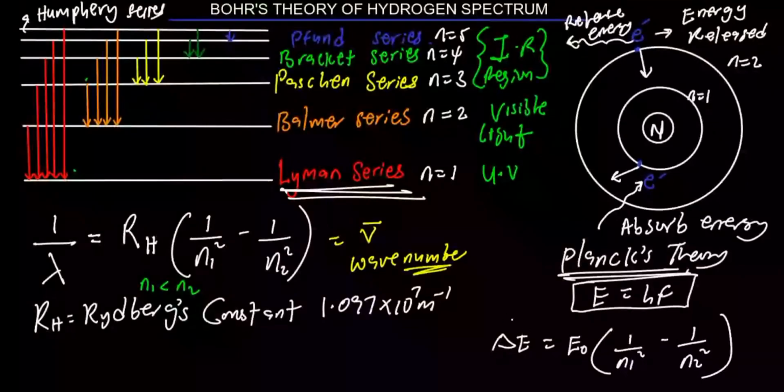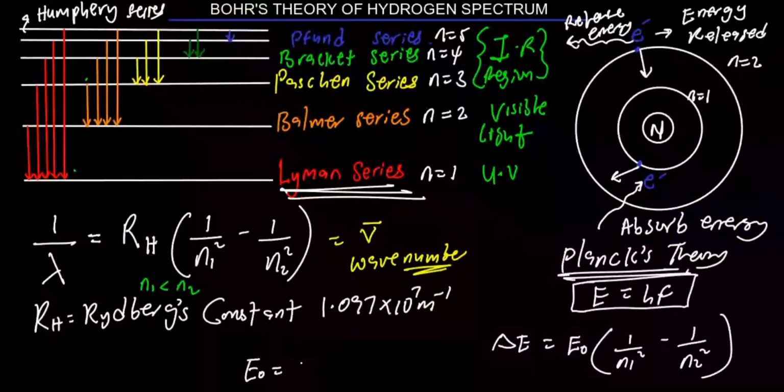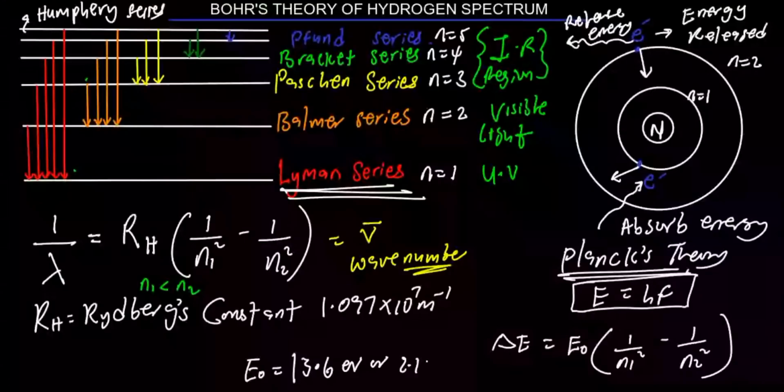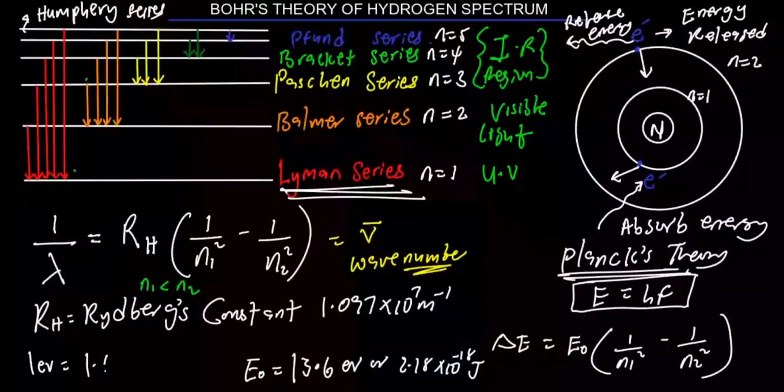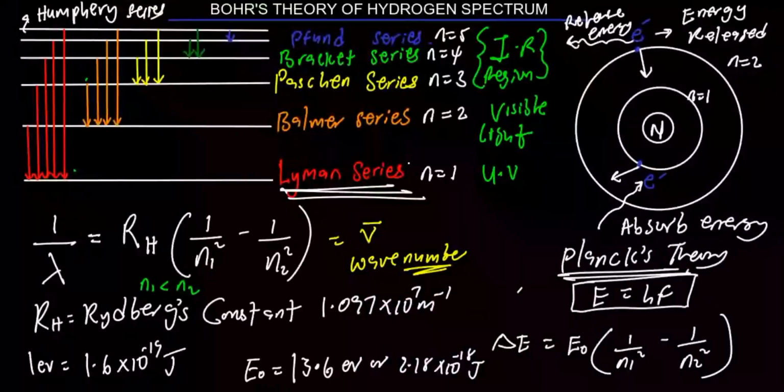So it's possible that once your energy is negative, note that the electron is radiating energy. But whenever your energy is positive, it means that it is absorbing energy. And what is E naught? E naught is the energy in the ground state, and it can be 13.6 electron volts, or it can be 2.18 times 10 raised to the power minus 18 joules. Take note of this fact that 1 electron volt is equal to 1.6 times 10 raised to the power minus 19 joule. So that is about Bohr's theory.